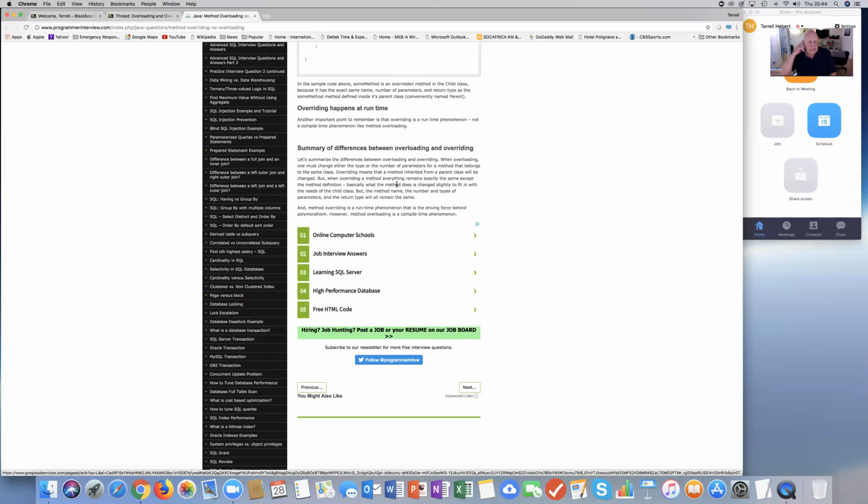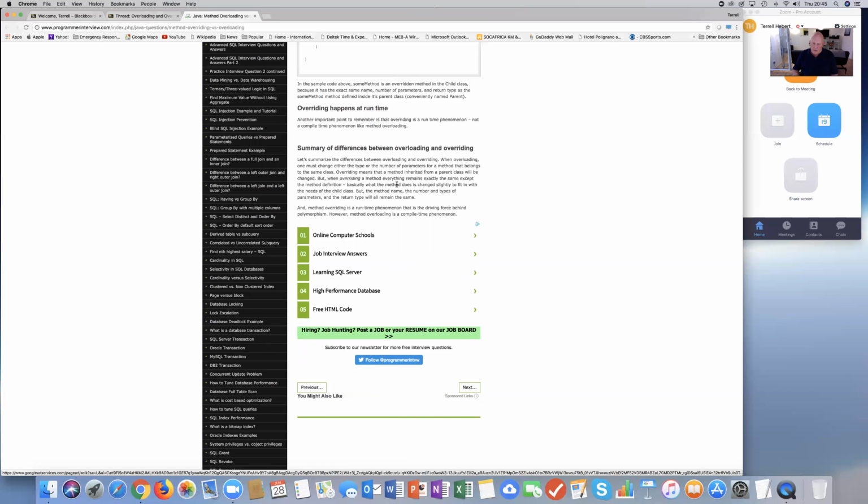So let's summarize this. The difference between overloading and overriding methods: when overloading, one must change either the type or the number of parameters for a method that belongs to the same class. Overriding means that a method inherited from a parent class will be changed. But when overriding a method, everything remains exactly the same except the method definition. Basically, what the method does changes slightly to fit in with the needs of the child class. But the method name, the number and types of parameters, and the return type will always remain the same.